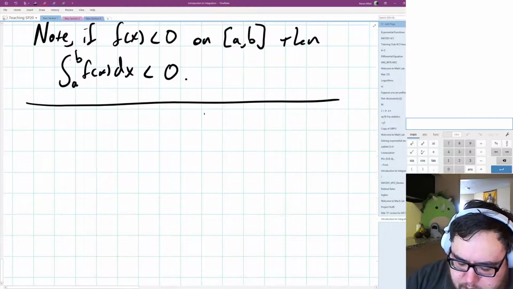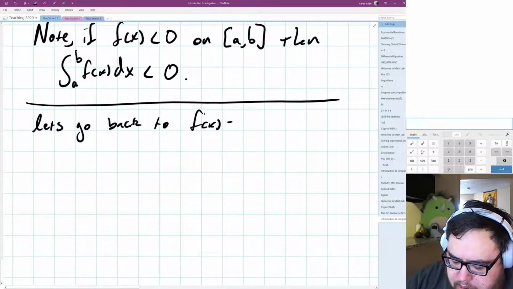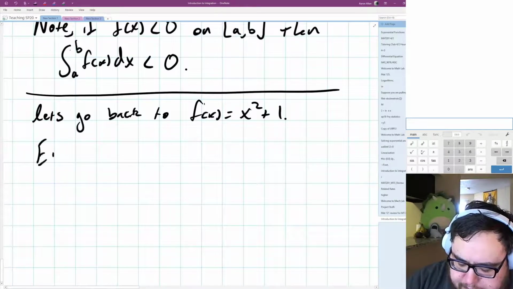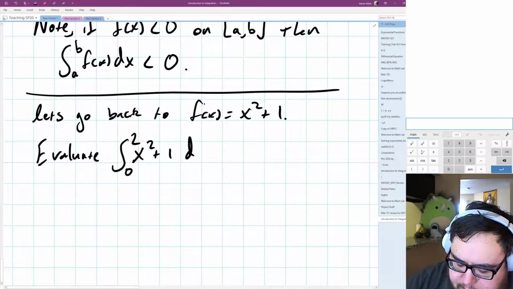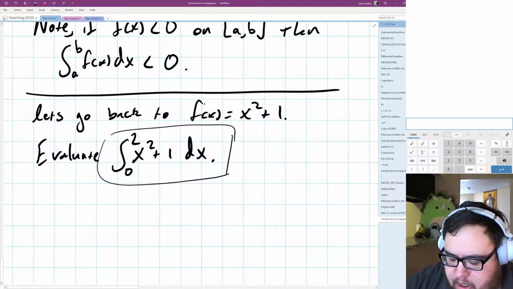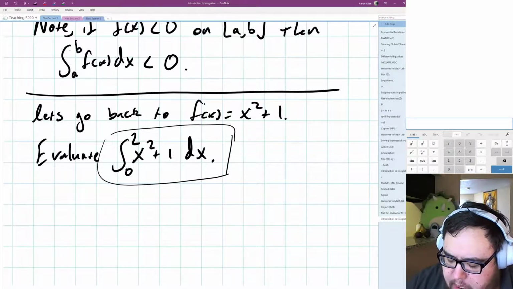So let's go back to f of x equals x squared plus 1. So we want to evaluate the integral from 0 to 2 of x squared plus 1 dx. That's basically the very first question that we asked today, okay? What is the area between this curve and the x-axis from 0 to 2?